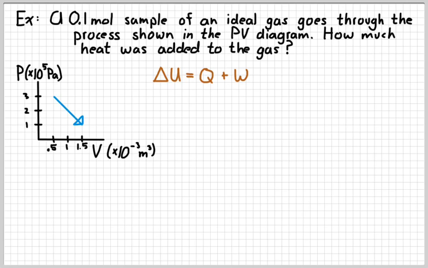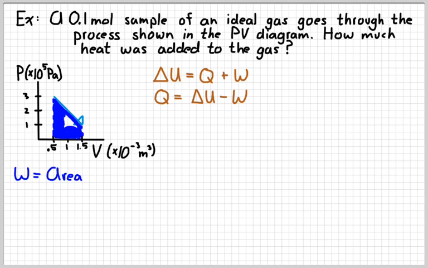So we know the first law of thermodynamics, delta U equals Q plus W. So rearranging it, that would give me Q equals delta U minus W. Q is what we're looking for here. Well, we can't find the work using negative P delta V because pressure's changing. So this is where we have to use the area to find the work done.